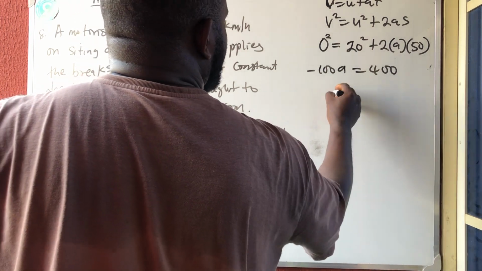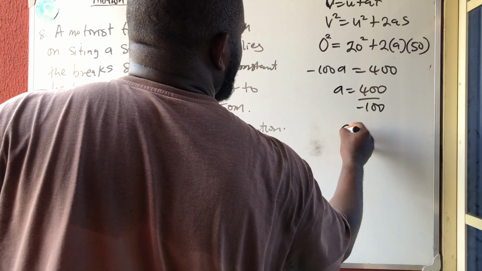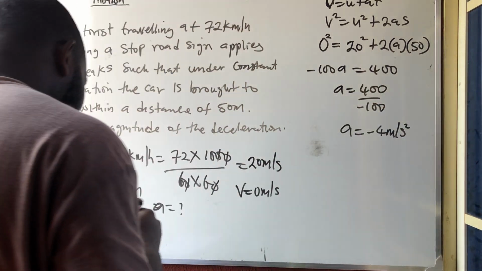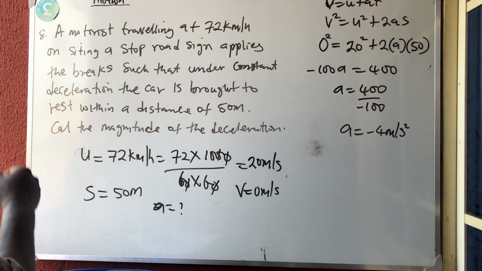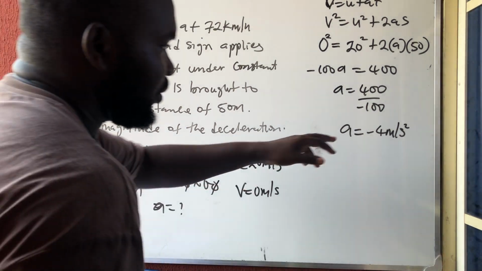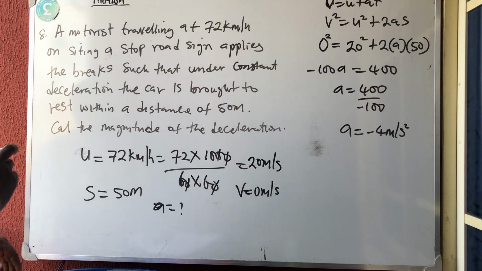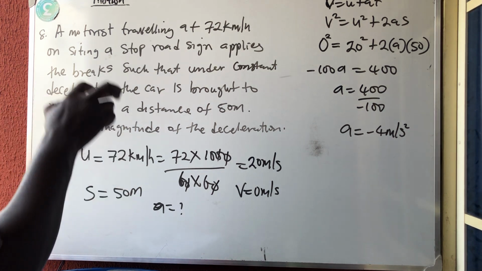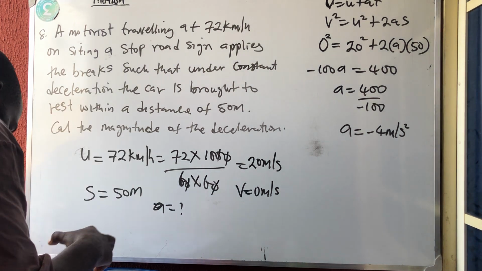So a is equal to 400 divided by minus 100, so a is equal to minus 4 meter per second square. But the answer is not minus 4 but 4. Are you getting it? Because they are asking you retardation. Retardation is negative acceleration. Having negative shows that it is retardation. So the answer is simply 4 meter per second square. The minus shows that the answer you got is not acceleration but retardation.